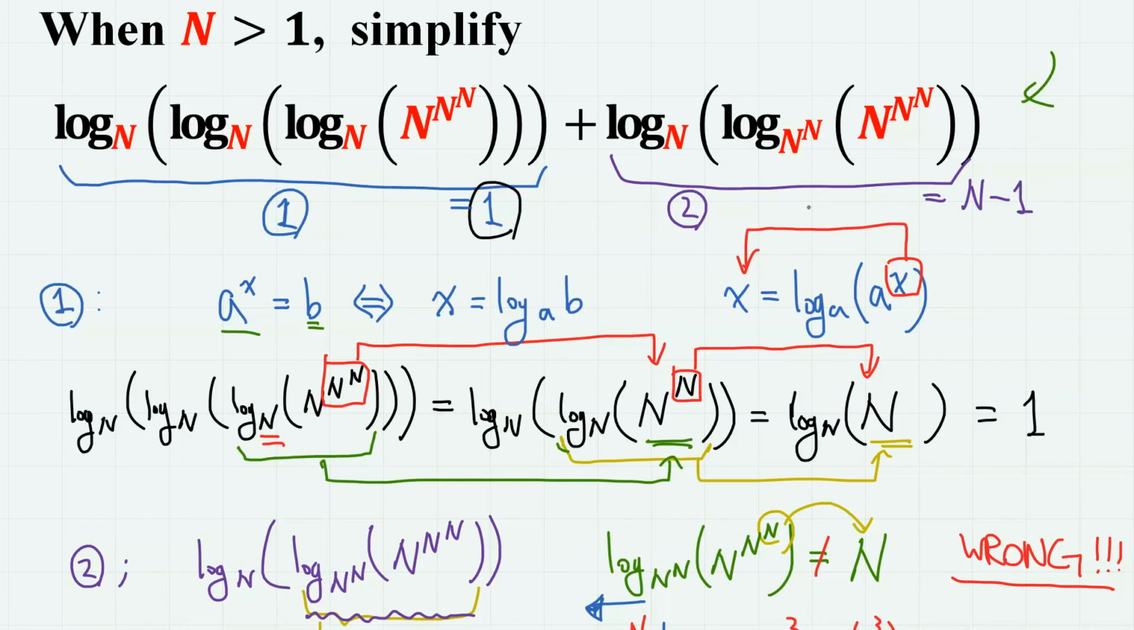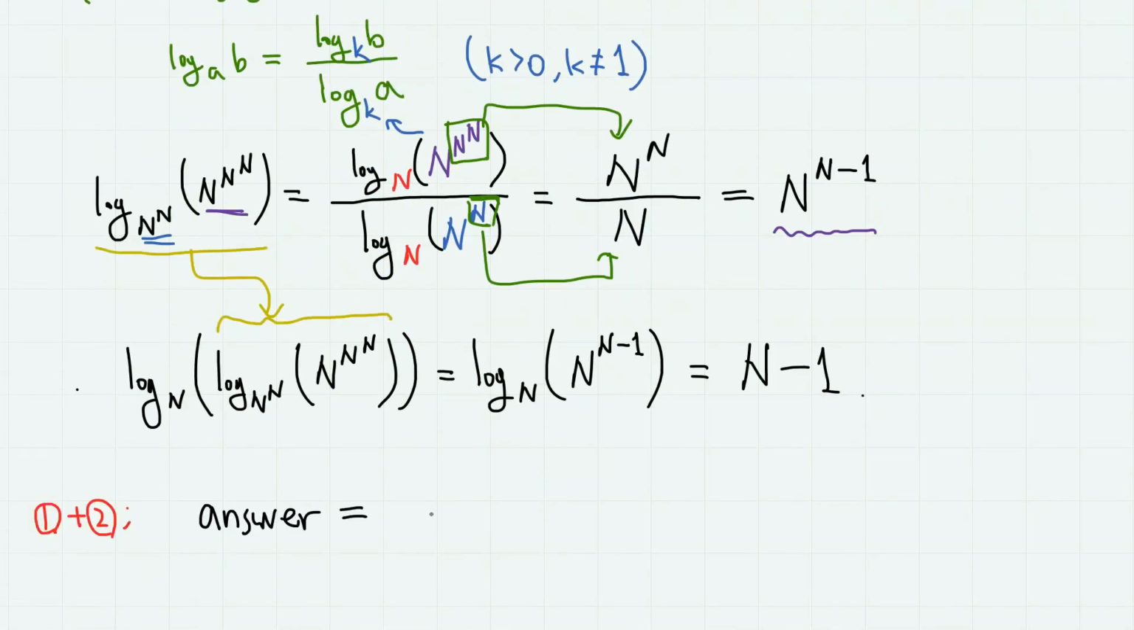So the first term is 1, and the second term is n minus 1. So our final answer is 1 plus n minus 1, which is n. And this is our final answer.